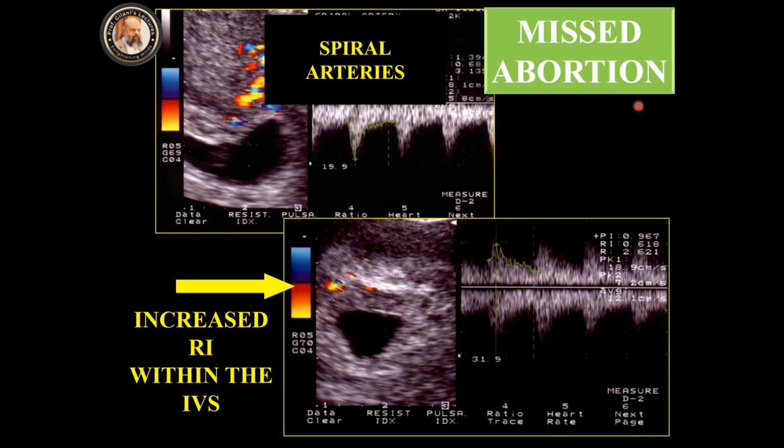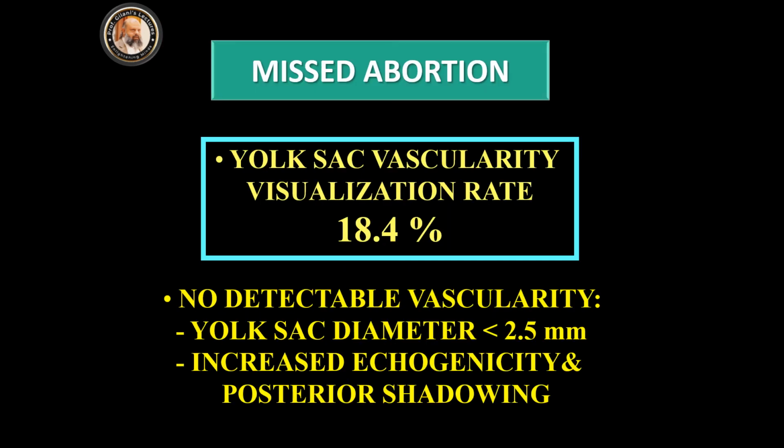Here is the missed abortion, the flow with the spiral arteries, and then is the increased RI within the intervillous spaces. Missed abortion is a non-viable intrauterine pregnancy that has been retained within the uterus without spontaneous abortion. Typically, no symptoms exist besides amenorrhea, and the patient finds out that the pregnancy stopped developing earlier when a fetal heartbeat is not observed or heard at the appropriate time.